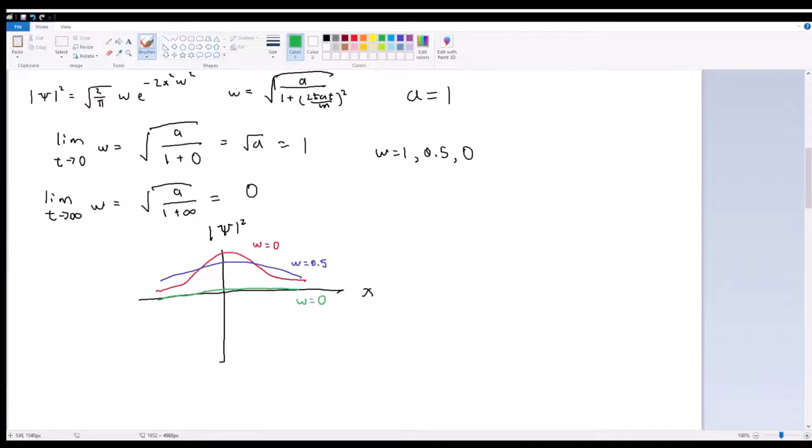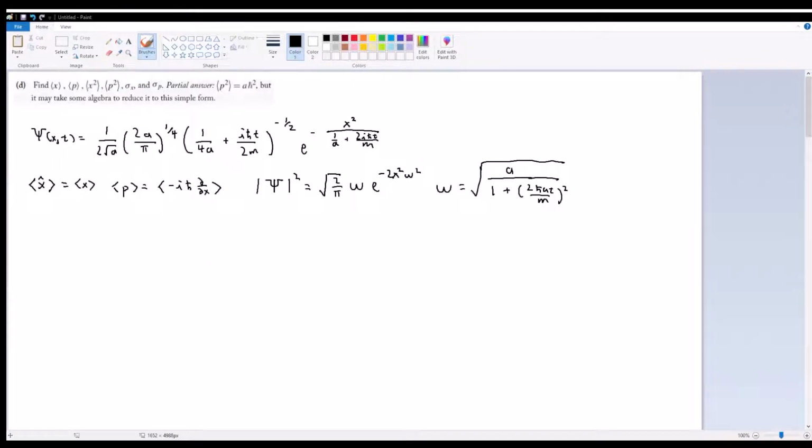So what we see is that it starts as a very nice ideal Gaussian curve, and over time this wave function flattens out, getting flatter but also fatter, until eventually in the limiting case of t going to infinity, it just becomes 0 everywhere.